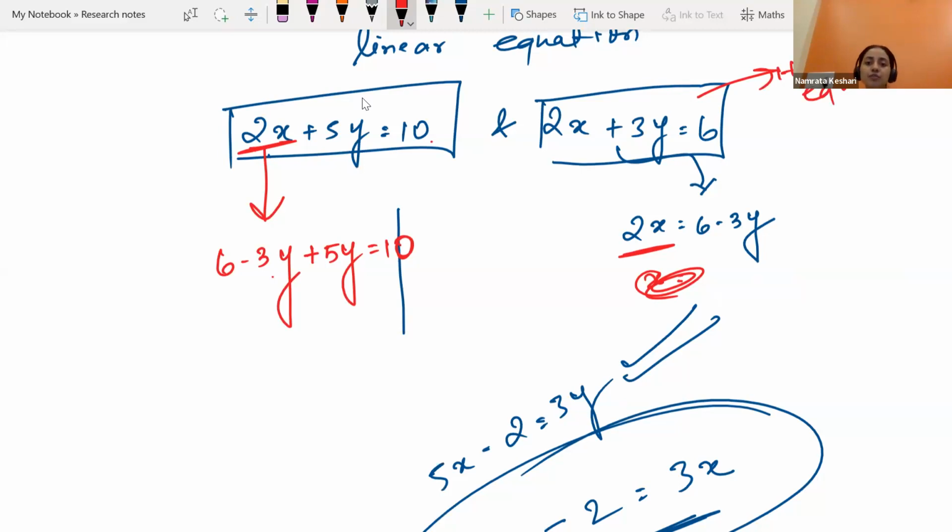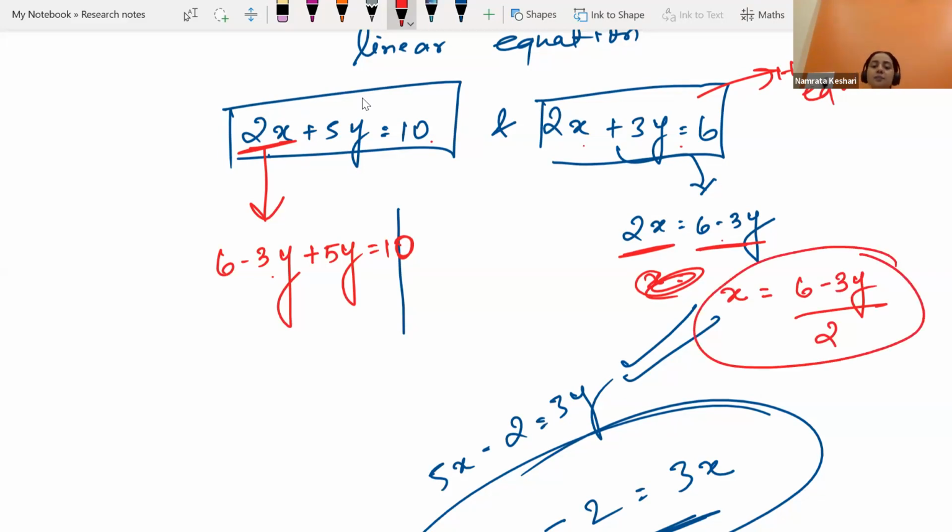Now from the help equation we will take the help. What we will do, we will take out either x or y from this equation. So see, 2x is equals to 6 minus 3y. Can we write it like this? Yes, ma'am. From here, let's take out x. x is equals to (6 minus 3y) by 2. Can we write it like this? Yes, ma'am. Now let's take this x and substitute it in the first equation.